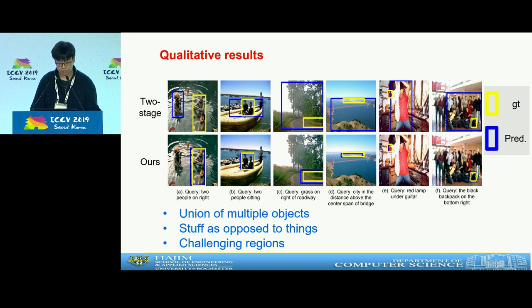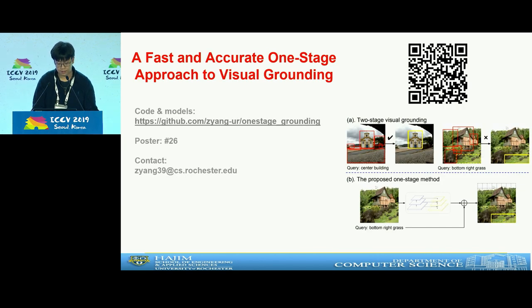Finally, as shown in the last two columns, our method generally performs better on challenging cases such as samples with tiny targets. In conclusion, we propose a simple, fast, and accurate one-stage approach to visual grounding.